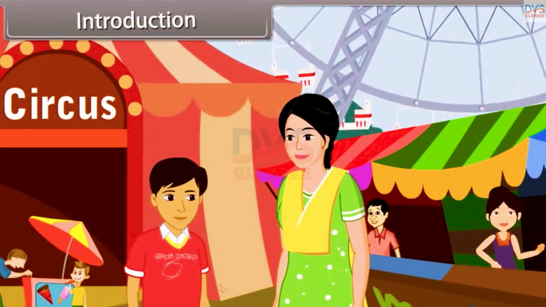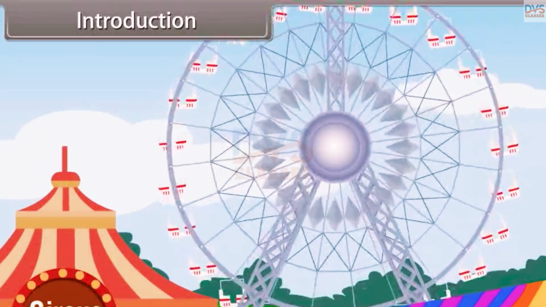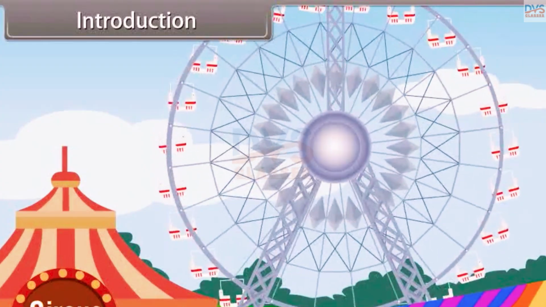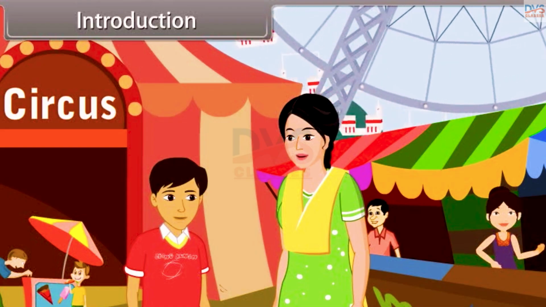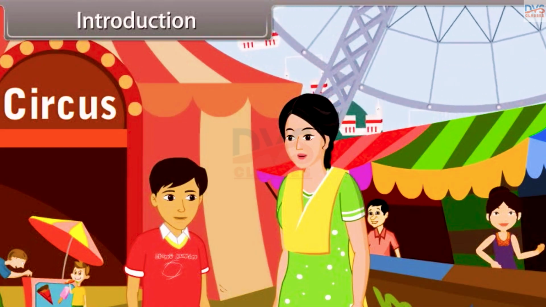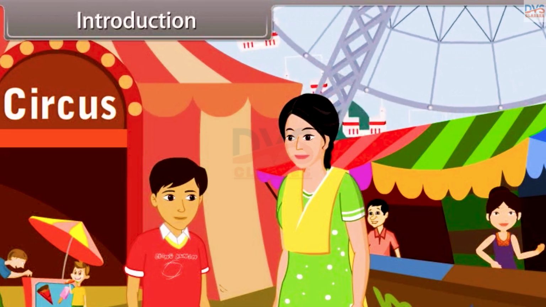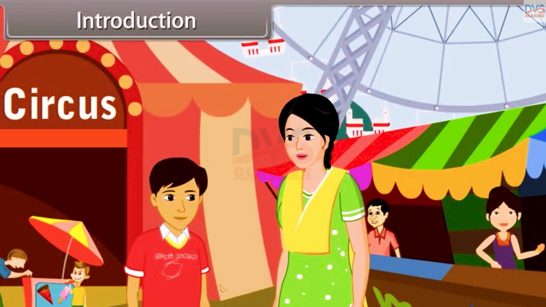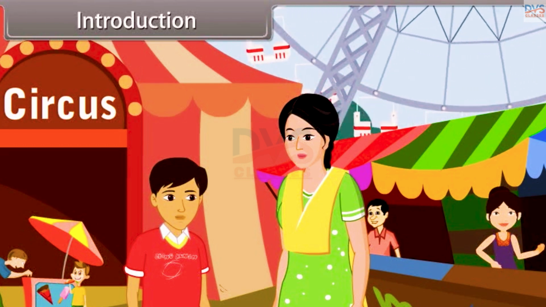Introduction. See, Mom, that giant wheel, that is moving. Yes, that giant wheel is in motion. What is motion, Mom? Motion is one of the key topics in physics. Everything in the universe moves. How? It might only be a small amount of movement and very, very slow, but movement does happen. But I am not in motion.